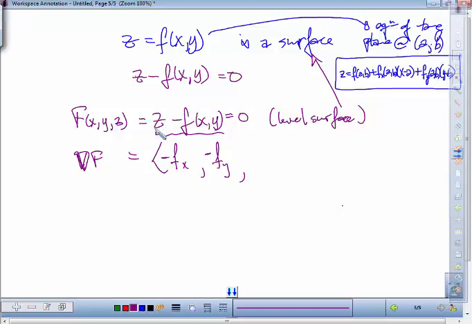So the derivative of z with respect to z is 1 minus, wait, there's no z's in here, right? F of x, y is just a function of x and y, so those are the only 2 variables in there, so there's no z. So that's just 0.